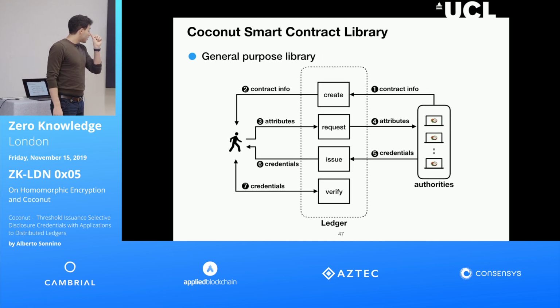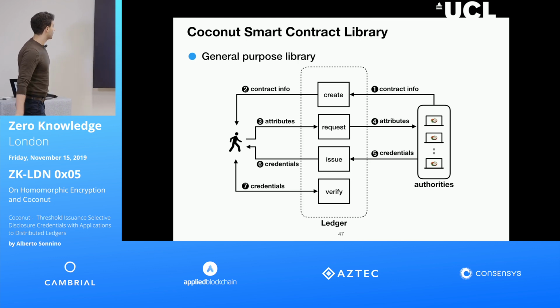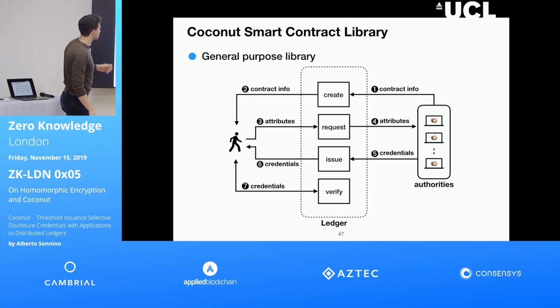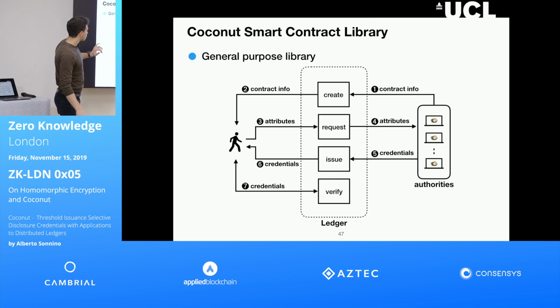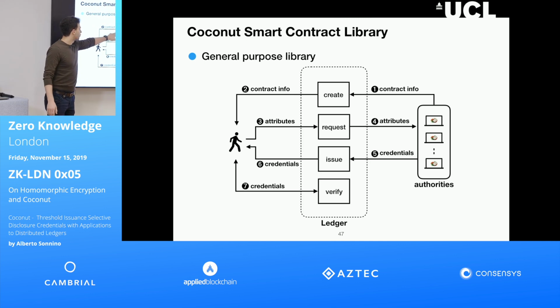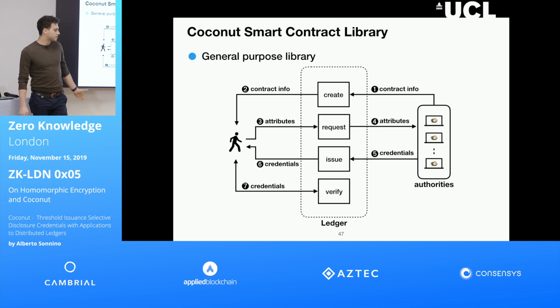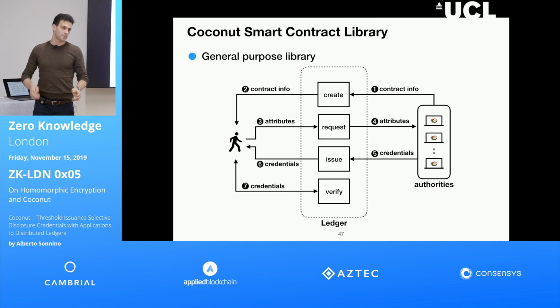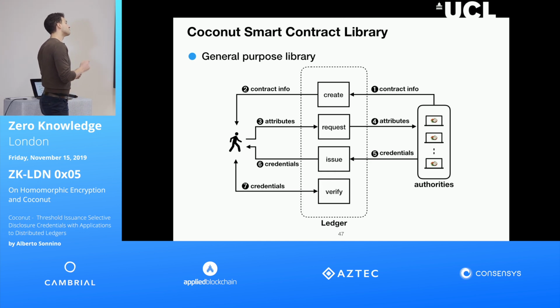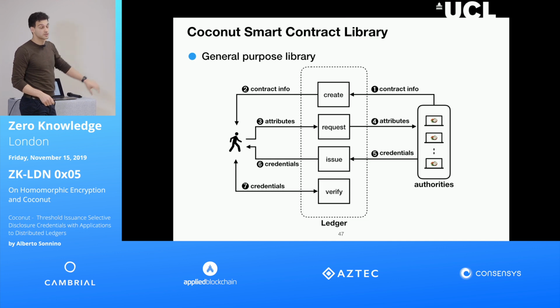Okay, and this is the smart contract library. So it's a big figure. I should have put it in two pieces, but what we do is we have on the smart contract 4 functions: create, request, issue, and verify. And then I'll go through the application and I will show you we basically just make calls to those specific functions, and we can do all sorts of applications.